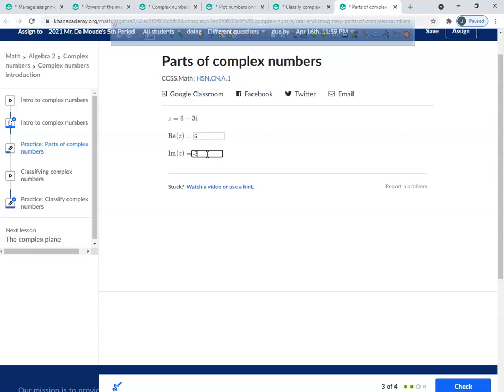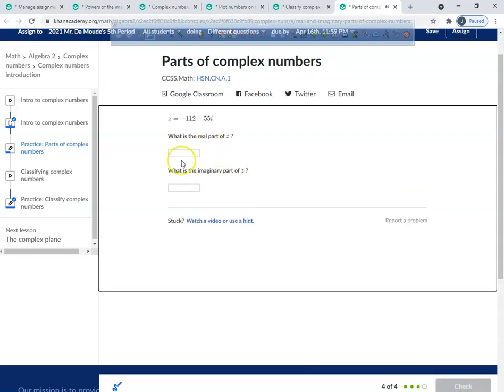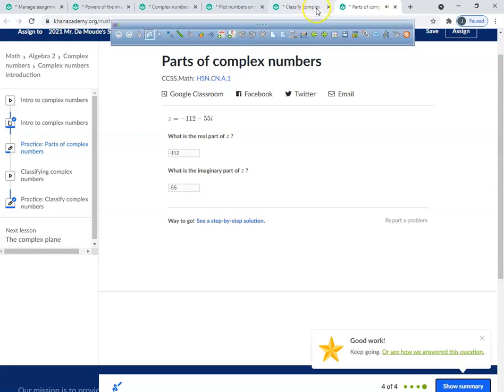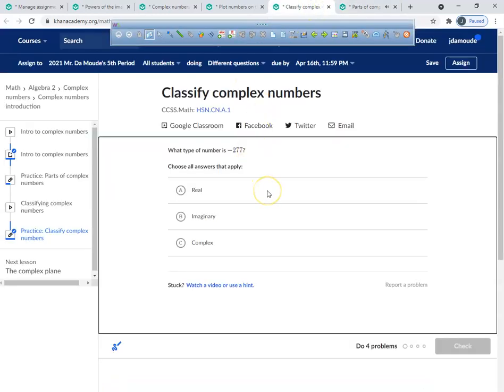Okay. What's the real part, everybody? -112. What's the imaginary? -55. Okay. So let's classify this.